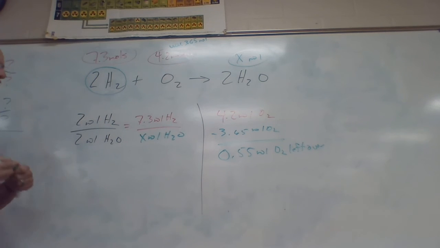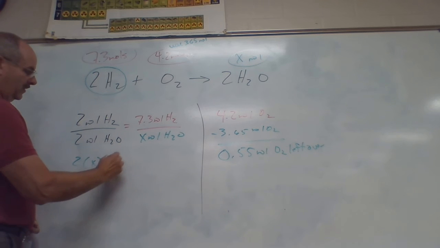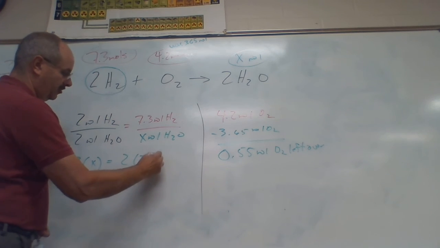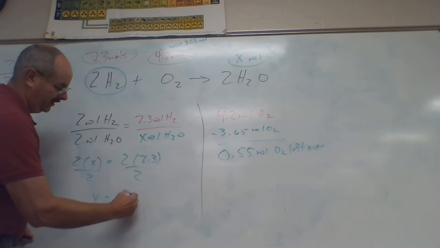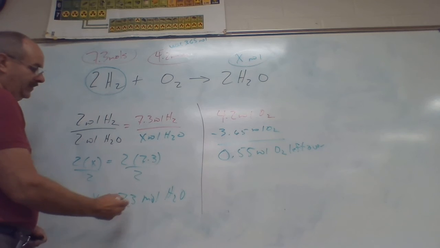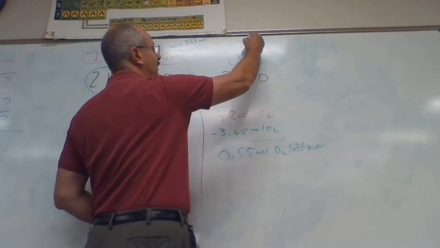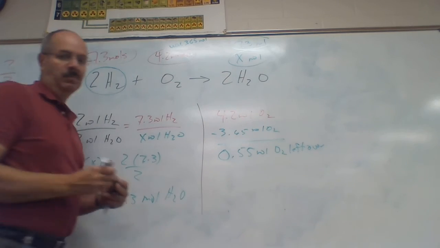How many cookies can I make? So cross multiply: 2 times X equals 2 times 7.3. Divide by 2 on both sides, and that gives me X equals 7.3. But now it's moles of H2O. That's how much product I can make. 7.3 moles of this guy can be made.